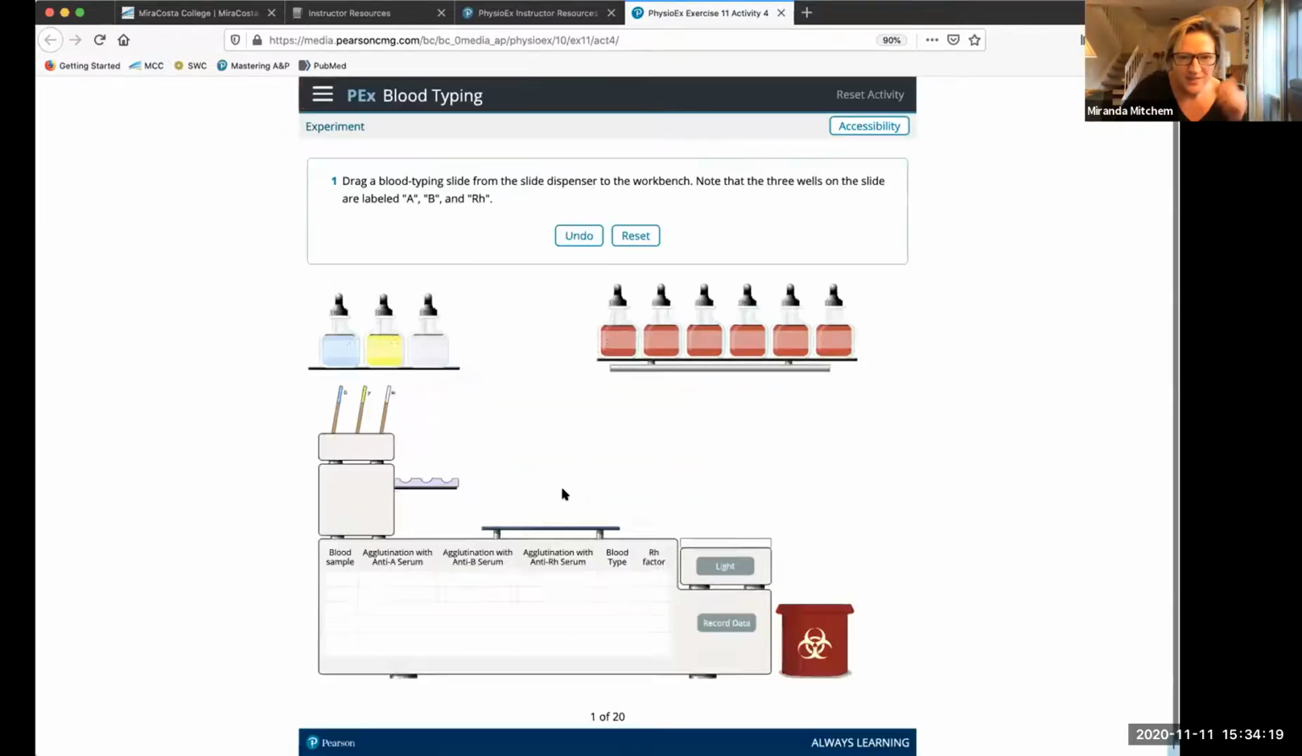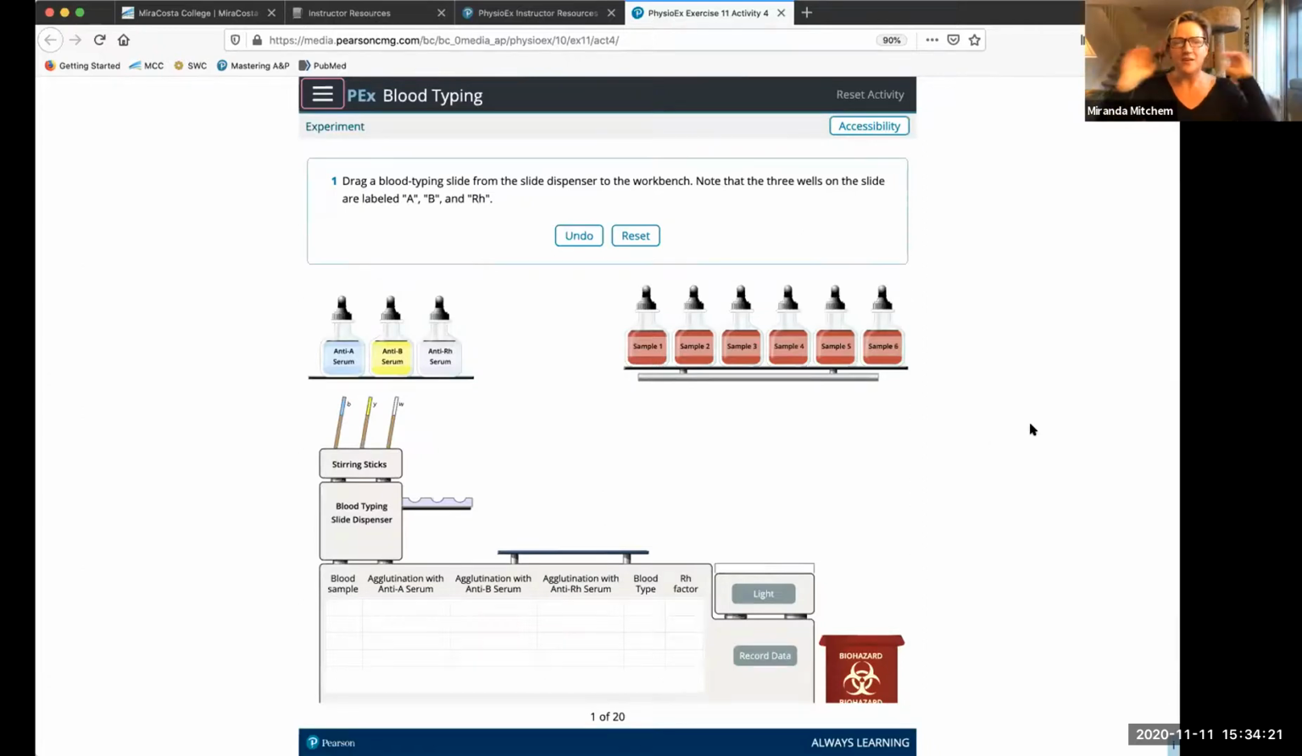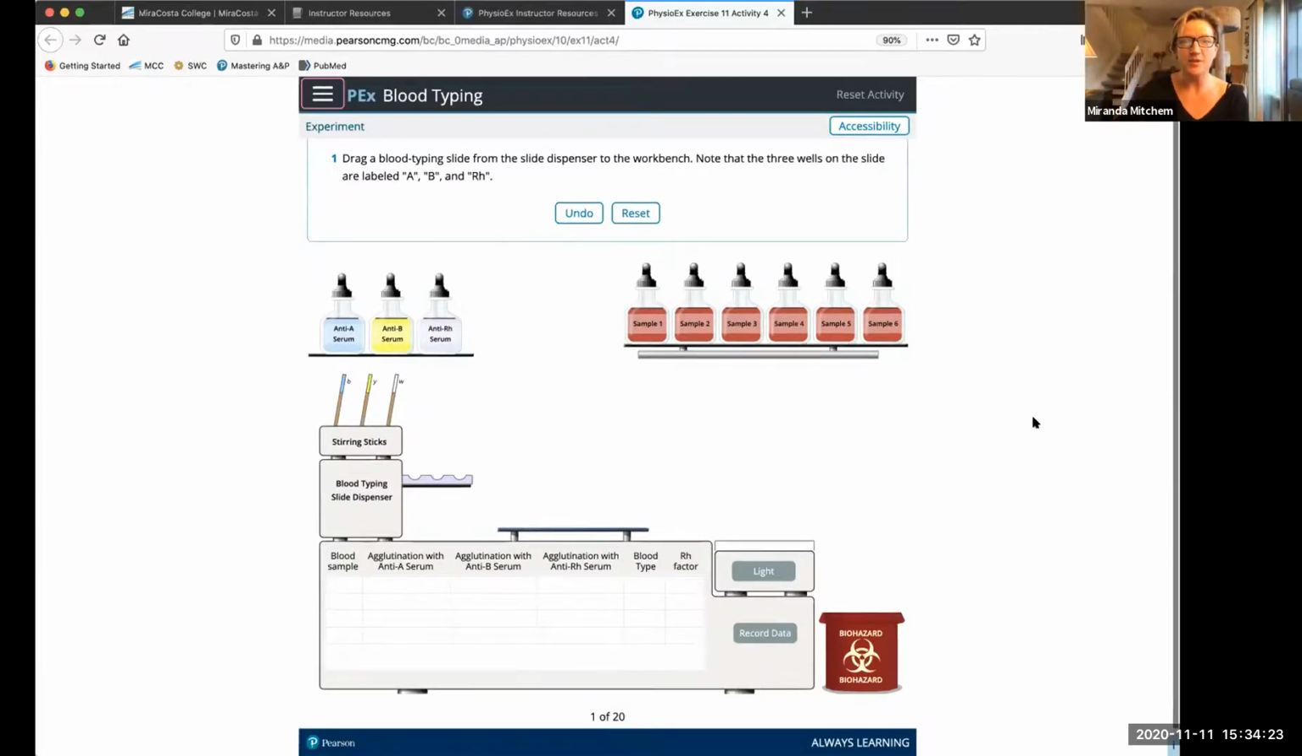All right, let's get to the experiment. Okay, so here's our setup. And this is similar to what you're doing with your blood typing kit. I'm not able to demonstrate that. That's kind of tricky to do with only me.